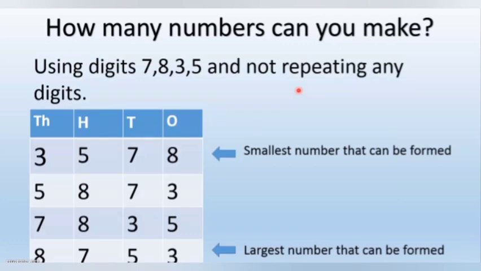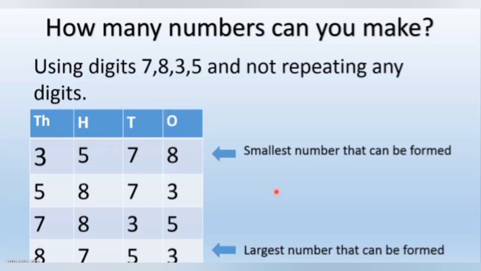How many numbers can you make? Now we are going to learn how can you make a number using the given digits. Here, using digits 7, 8, 3 and 5 and not repeating any digits, you have to make the numbers. Here you see a table. Here I have arranged the numbers just like that anywhere so that it forms a number. And this is a place value chart. If you see, this is ones place, this is tens place, hundreds and thousands. Since there are 4 digits and we are not going to repeat anything, 4 digits means 4 places.